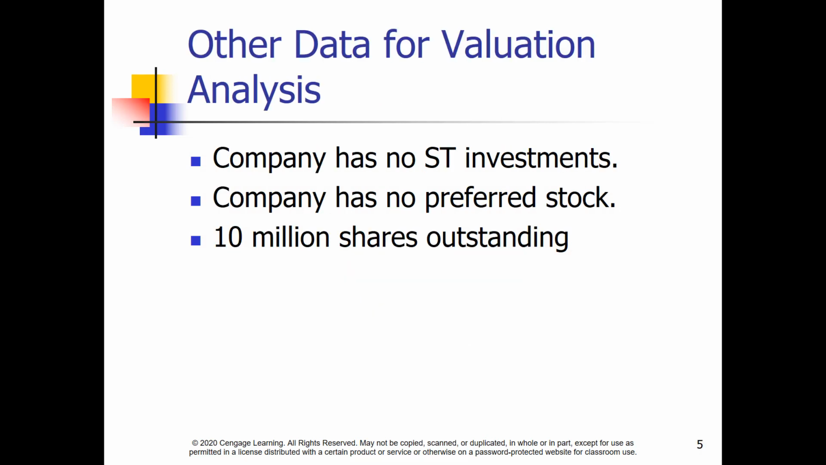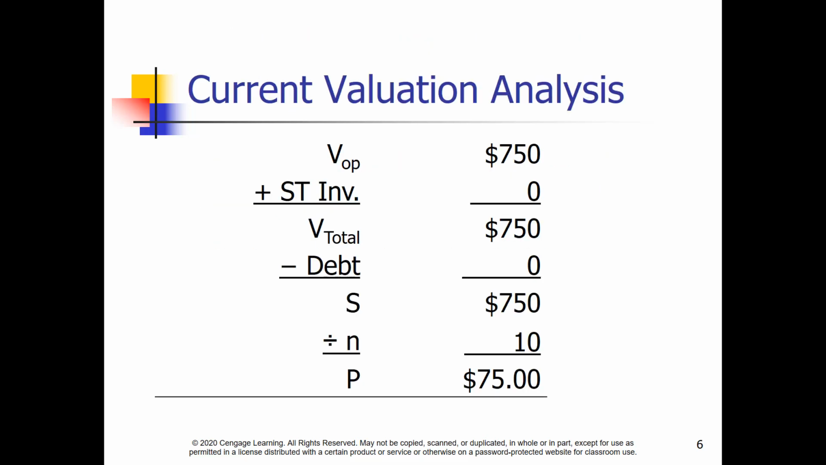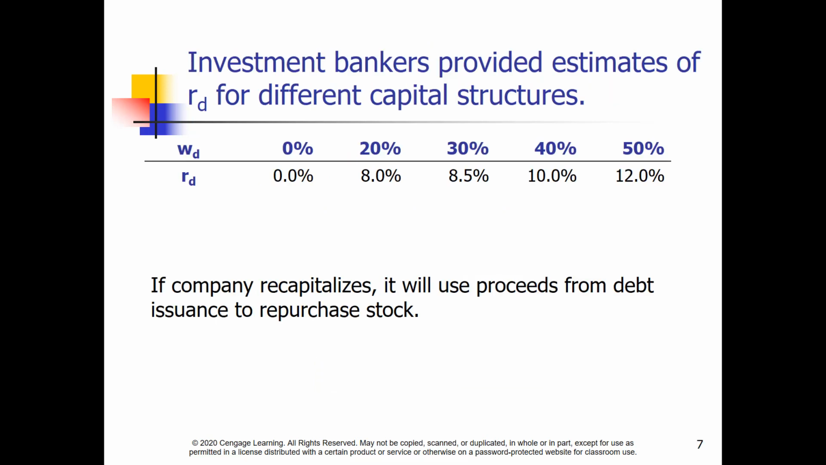Currently, Pizza Palace has no debt, no preferred, and no short-term investments, and 10 million shares outstanding. Using the data given so far, we find a share price of $75. If Pizza Palace decides to issue debt, they'll use the proceeds to repurchase stock. This is called a recapitalization and makes a major change in the capital structure by increasing debt and reducing equity at the same time. The rates on the slide are those an investment banker has advised Pizza Palace they will face at various levels of debt.